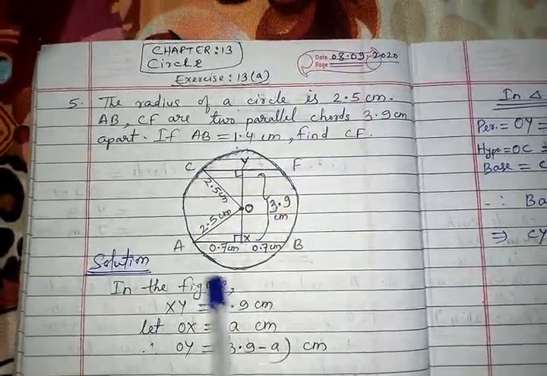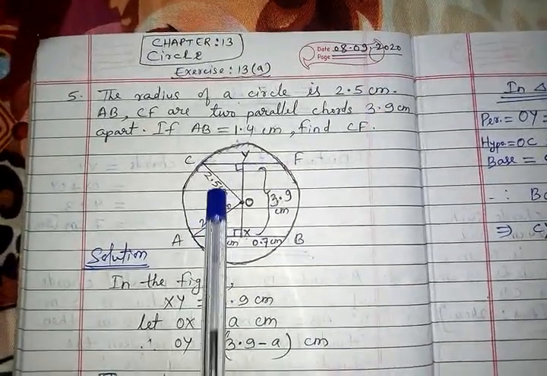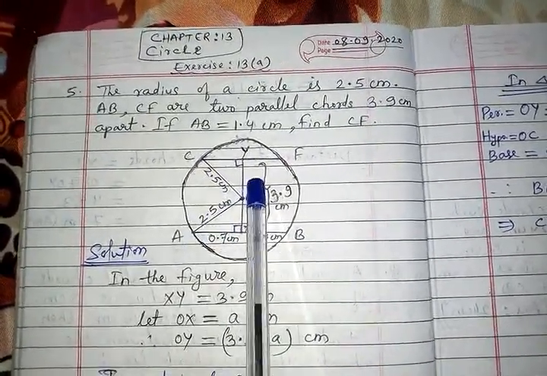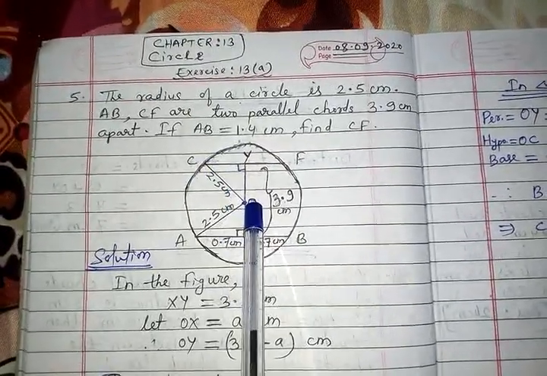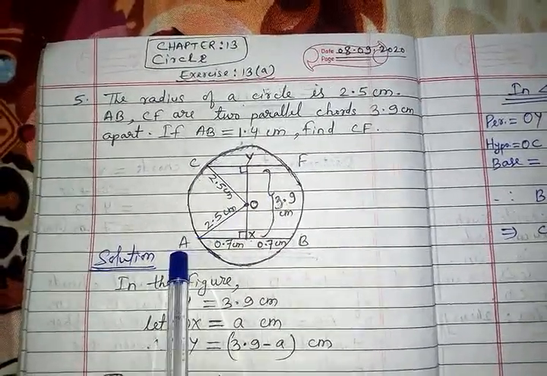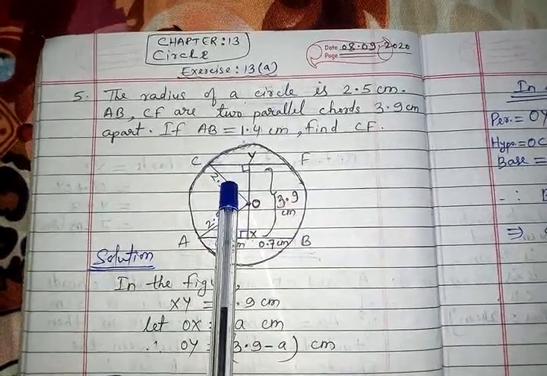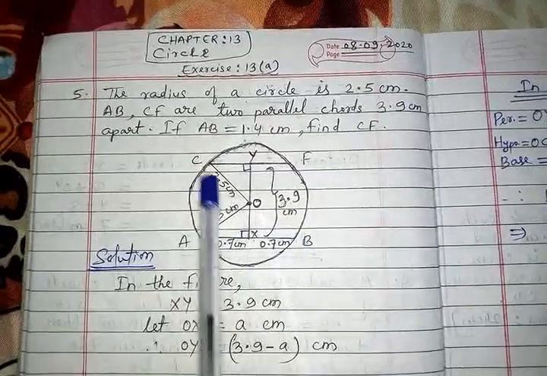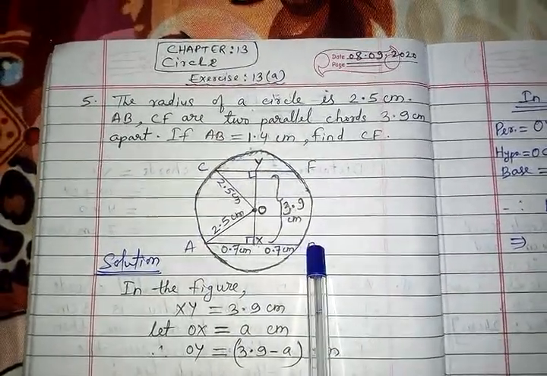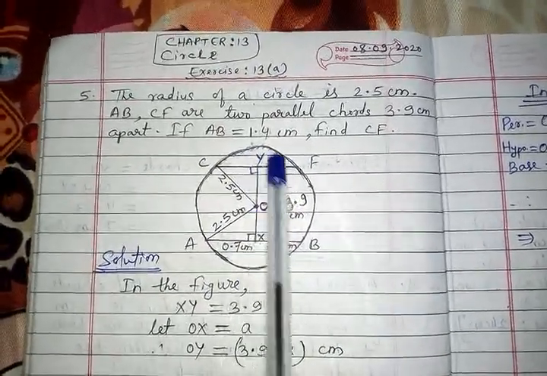So you can see this is a circle and radius is 2.5. You can see two radii are there, and two triangles, one radius here and one radius here. OA is one radius, OC is one radius, 2.5, 2.5. And the two chords are AB and CF.